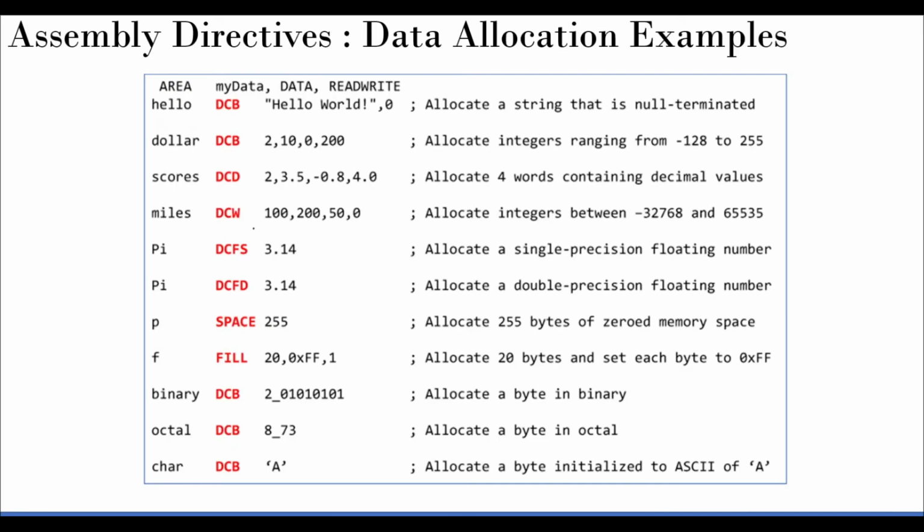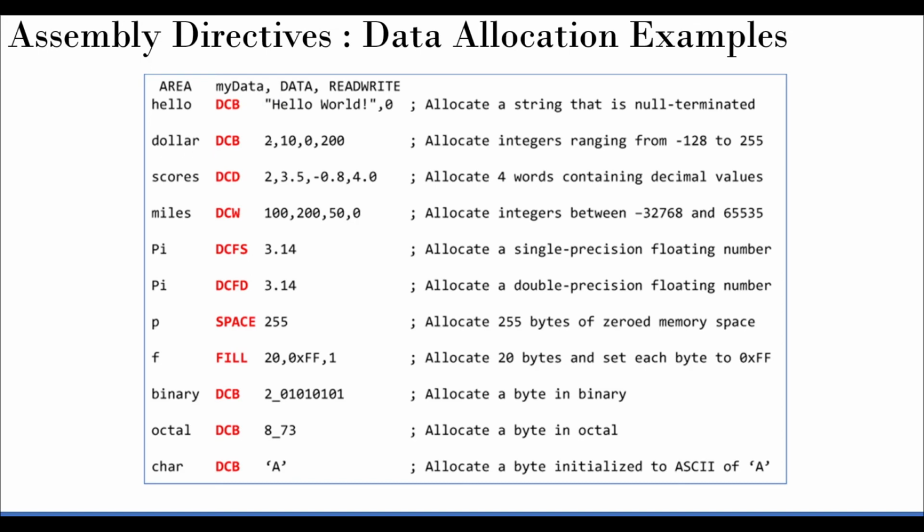Some examples are here to make it pretty easy for you. So hello, DCB hello world, it's like a string being stored in the variable hello. So hello will be a location, please remember that. Hello will be a location in memory, and that memory location will have this string in the form of 32-bit words. So maybe this H will get converted to ASCII, and that ASCII will occupy 32 bits. That's the meaning of it.